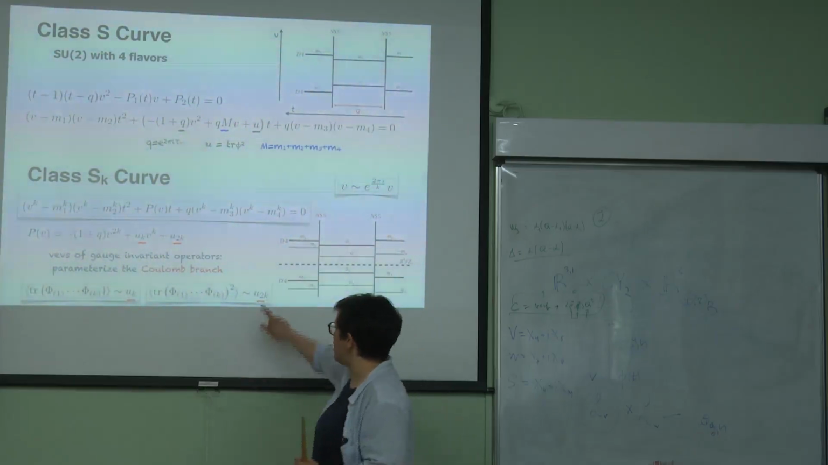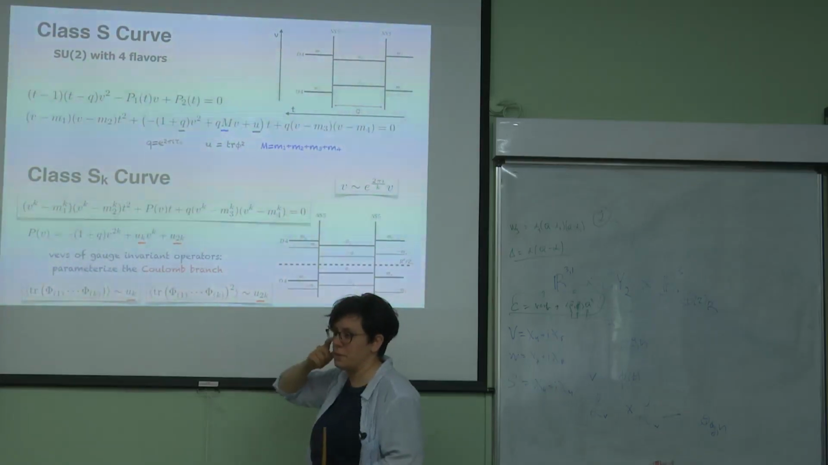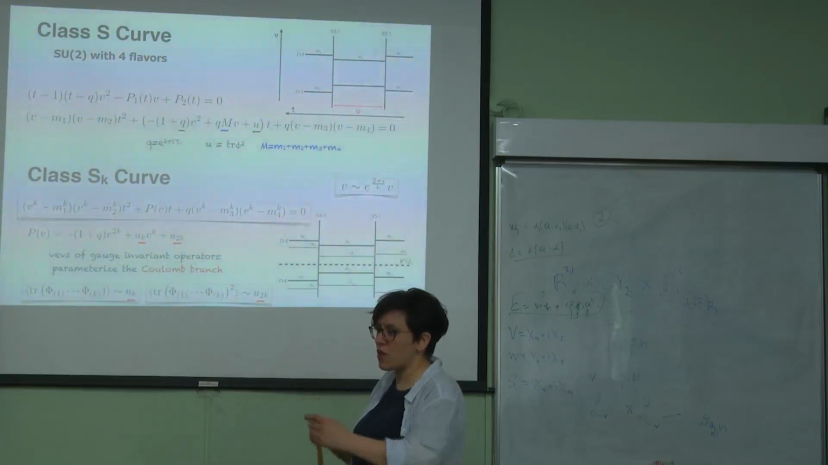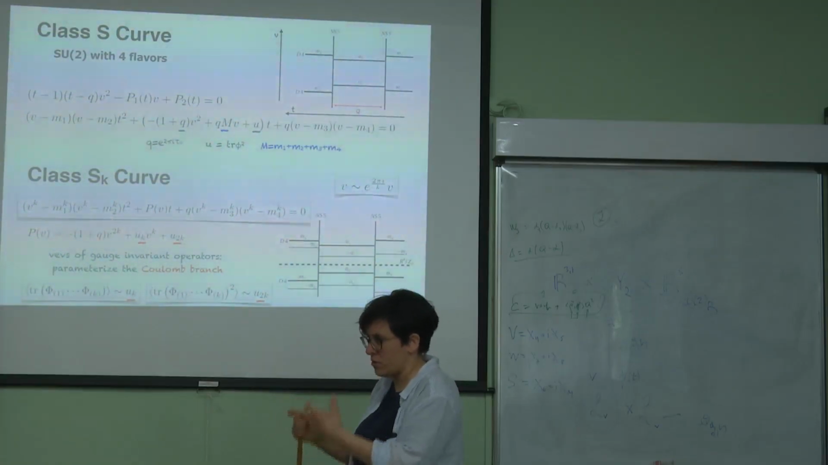And these are the coordinates, when you write in terms of these objects, you should be careful. Of course, as we know very well from n equals 2 theories, the map between u and the a's, this mirror map, is a terrible function.